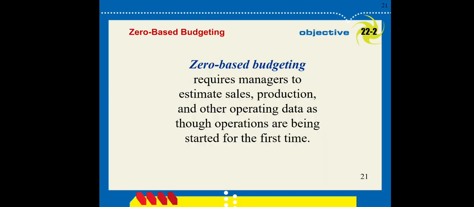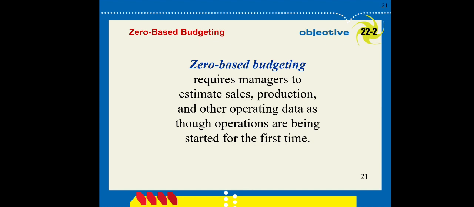So the alternative budgeting system is called zero-based budgeting. Zero-based budgeting requires managers to estimate sales, production, and other operating data as though operations are being started for the first time. So zero-based budgeting is like this. Before a new year is started, a business will prepare a budget for the next year. Let's say now it is December 2021. So the business will prepare a budget for year 2022.